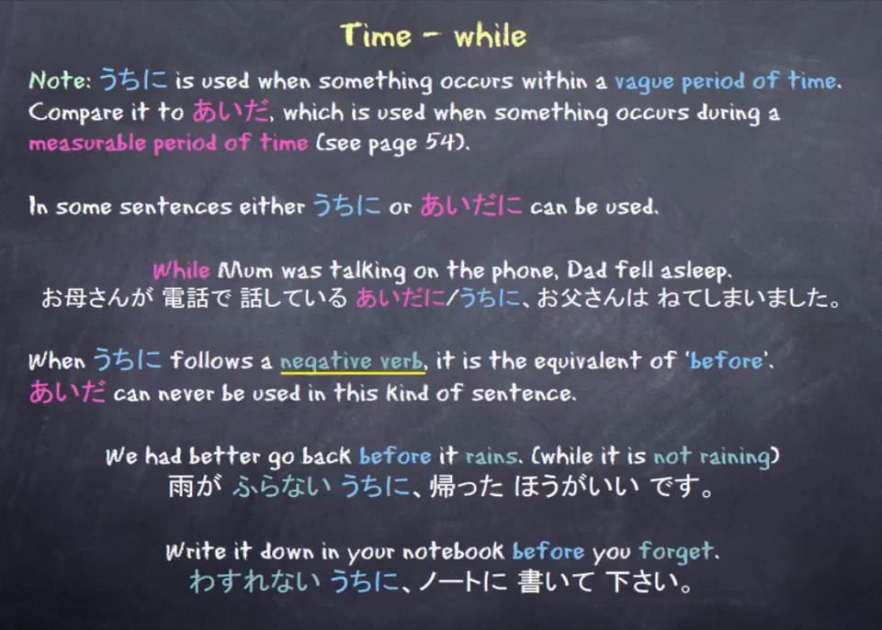忘れないうちにノートに書いてください。So in this case, our verb is in its negative state, 降らない, not raining, and then we've attached uchi ni, 降らないうちに, while it is not raining. In this case, again, we also have our verb in its negative state, wasurenai, so it's the plain negative of wasuremasu, and then we've attached uchi ni, wasurenai uchi ni, before you forget.